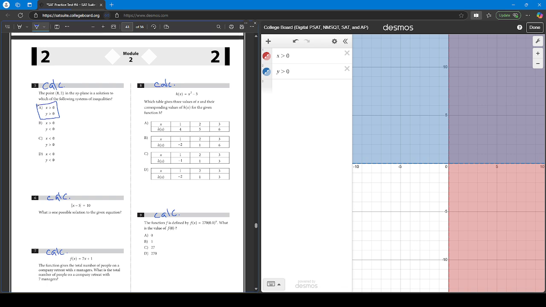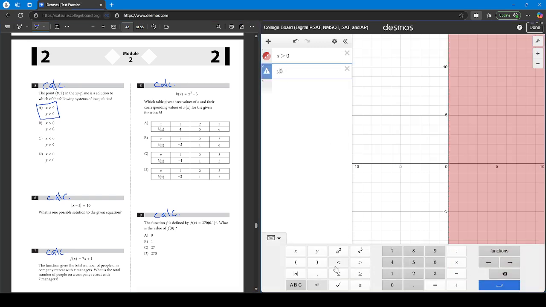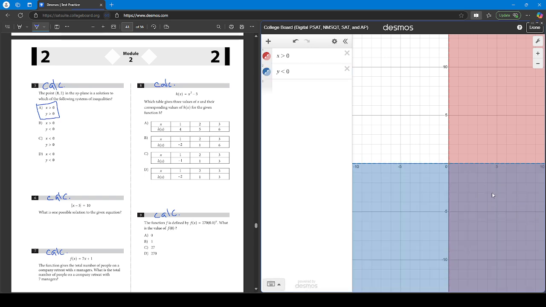If we tried B, the difference is y is less than 0, not greater. Y less. And then the double shaded region that kind of turned purple for my graph would be down here. And (8, 2) would not be in that shaded region. So A is the correct answer.